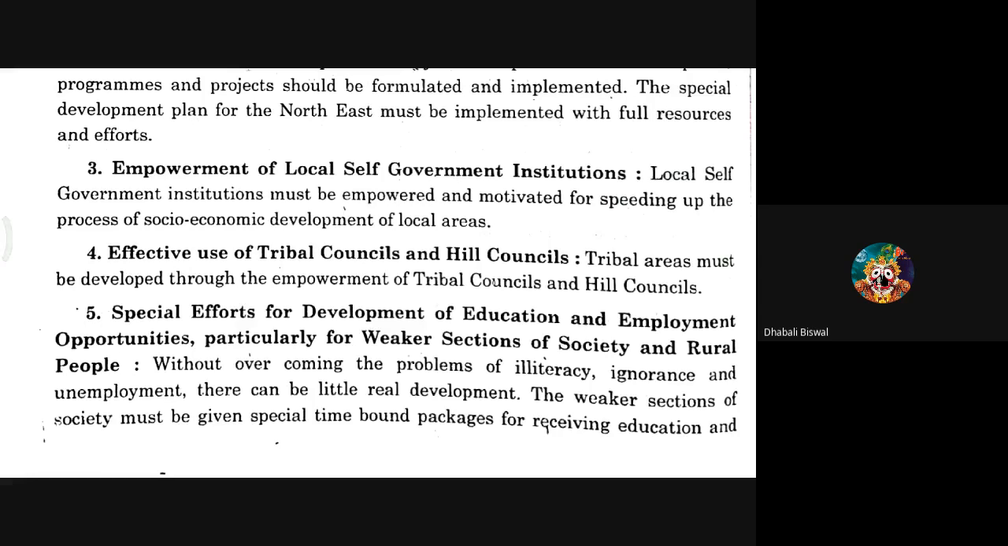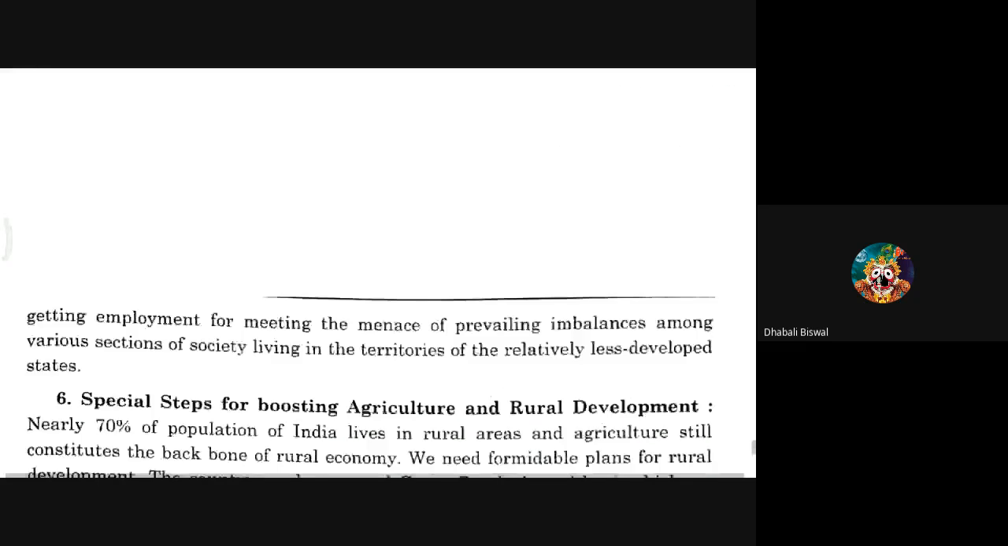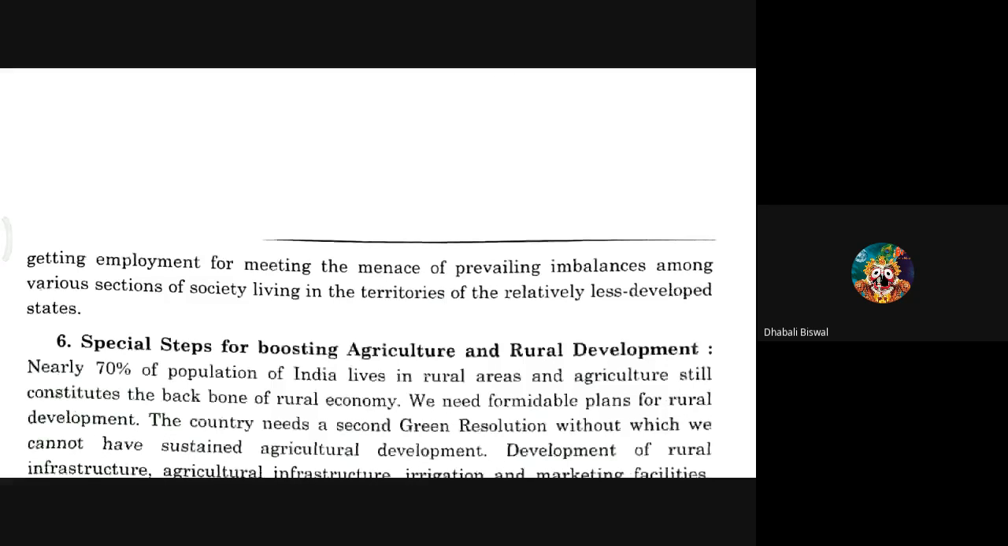Due to lack of education they are just like the toy in the hands of the Naxalites, the ULFAs, the Maoists in Odisha. Anyway, without overcoming the problems of illiteracy, ignorance and unemployment, there can be little real development. The weaker sections of society must be given special time-bound packages for receiving education and getting employment or meeting the menace of prevailing imbalances among various sections of society living in the territories of the relatively less developed states.